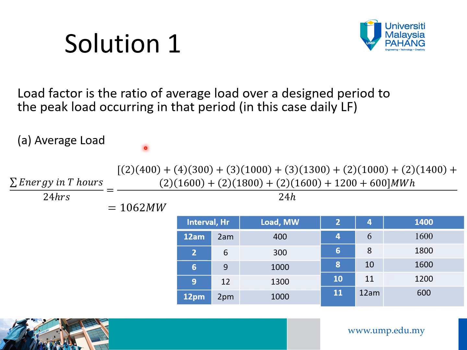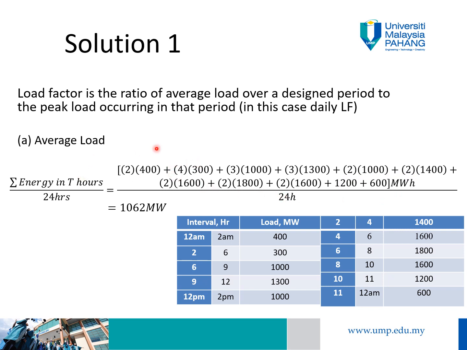We know that the average load is equal to the energy generated in the period under consideration divided by the total number of hours. In our case, T is equal to 24 hours and the energy generated is the area under the curve. For example, from 12 to 2 a.m. the time interval is 2 hours, multiplied by 400, plus from 2 a.m. to 6 a.m. the time interval is 4 hours, multiplied by 300 megawatt, and so on.